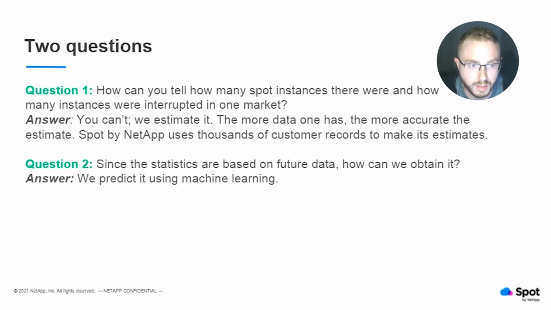So we can make a really good estimation of that. The second question is, okay, we have statistics, but as I mentioned, the formula looks at the future, because we want to know how likely you are to get interrupted in the next 30 minutes, in the next hour, and so on. So how can you get statistics about future data? And this is exactly why we are using machine learning. The idea is that machine learning can allow us to predict the future, in a way.